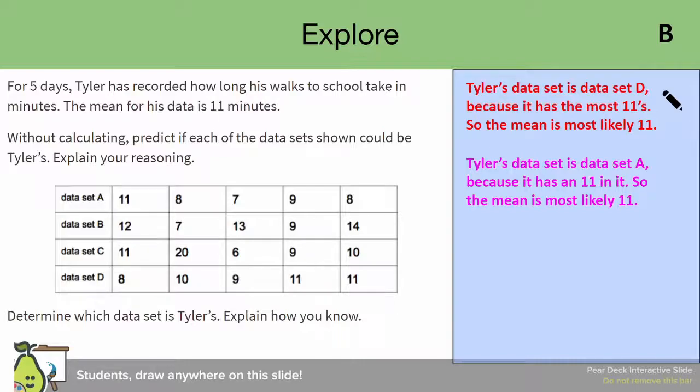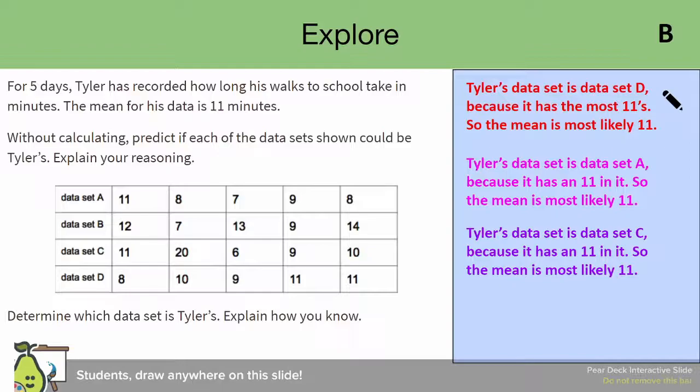Let's move forward. Here's another statement provided to us. This student said that Tyler's data set is data set C because it has an 11 in it, so the mean is most likely 11. So this student's logic is very similar to the student before. Please pause the video and let me know. Is this student correct? All right, welcome back. If you said this student is wrong, then you are also correct. Now again, we are going to talk about the reason why this is incorrect momentarily.